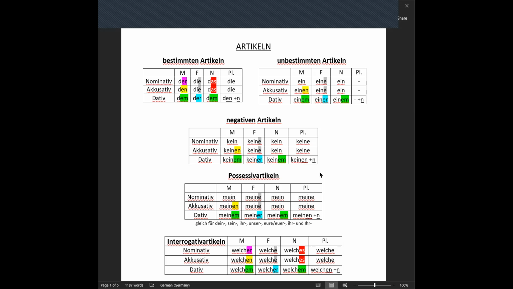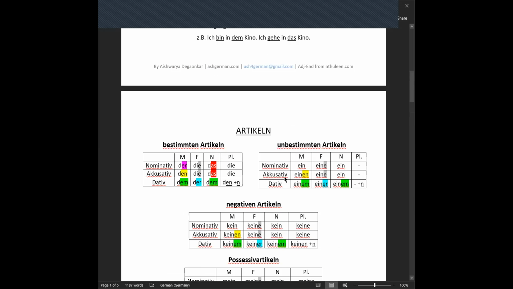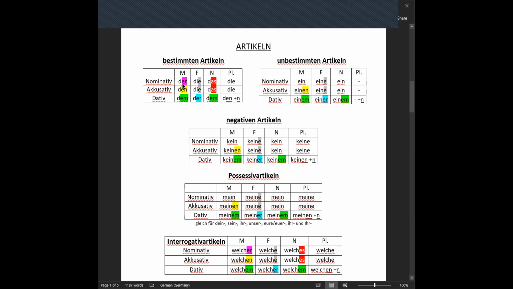Then what we have here are basically the articles, the definite article, and I've color coded them as well so that you can notice the similarities. So we have definite article, indefinite article. Along with that, we have negative article, possessive article, and interrogative and demonstrative article. So when we look at definite, interrogative, and demonstrative article, this is where we get to see that the neuter form has its own Endung, as well as the nominative masculine, ER. But that does not exist for indefinite article, negative article, and the possessive article. We don't have that here.